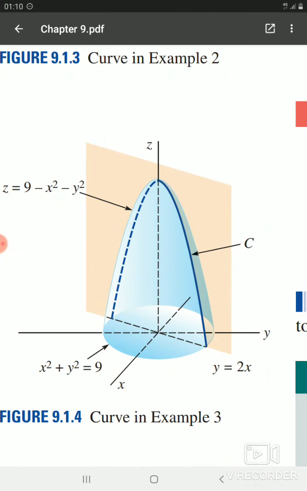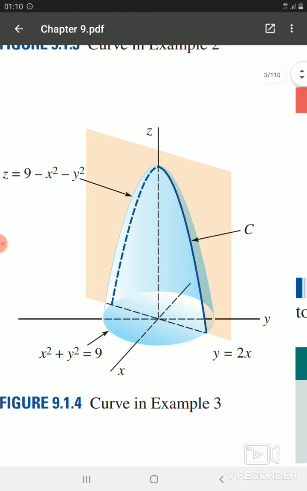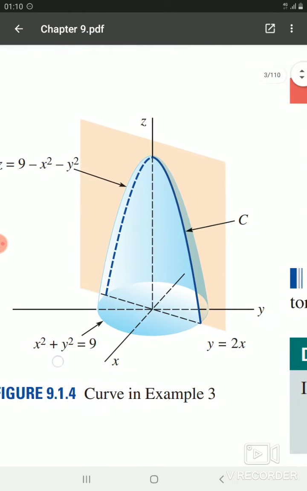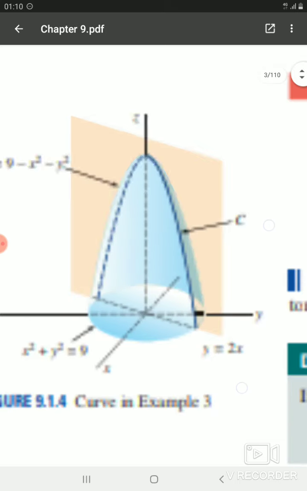So here we have the surface z is 9 minus x square minus y square. This is the curve. Then we have the circle x square plus y square is equal to 9. Then this will be the graph of the function.